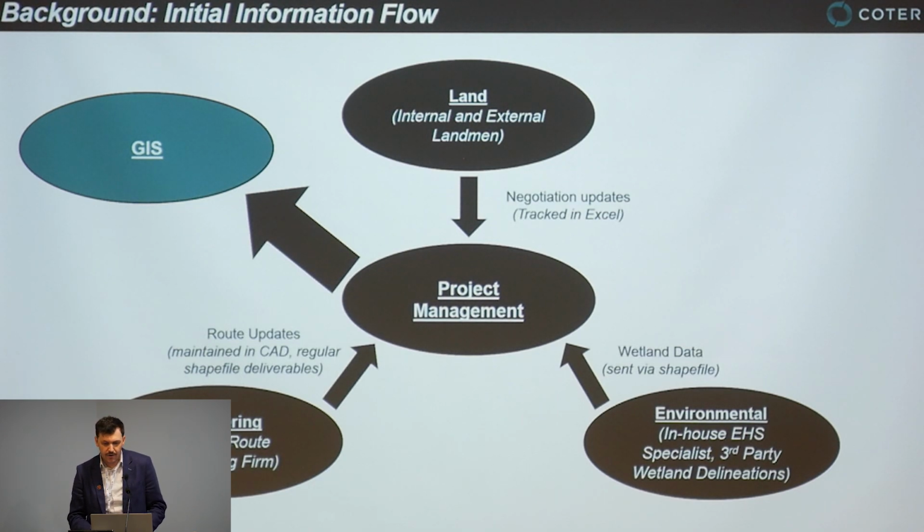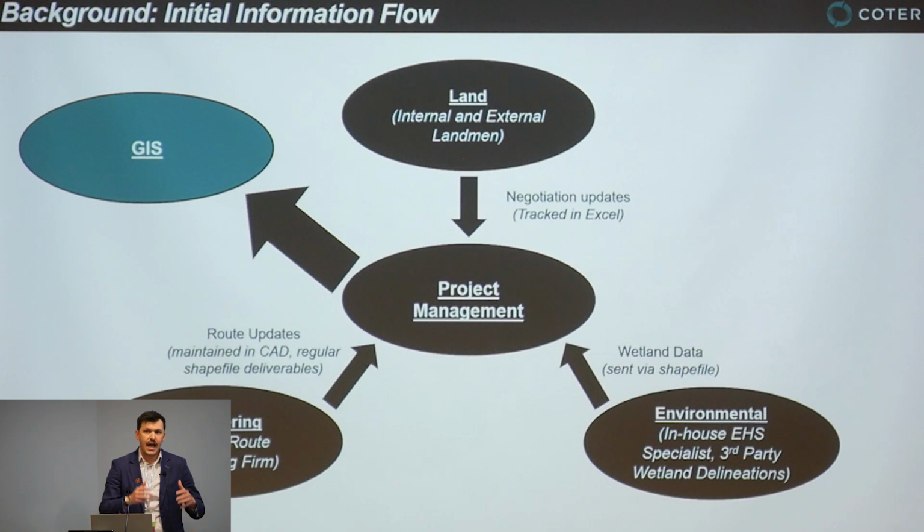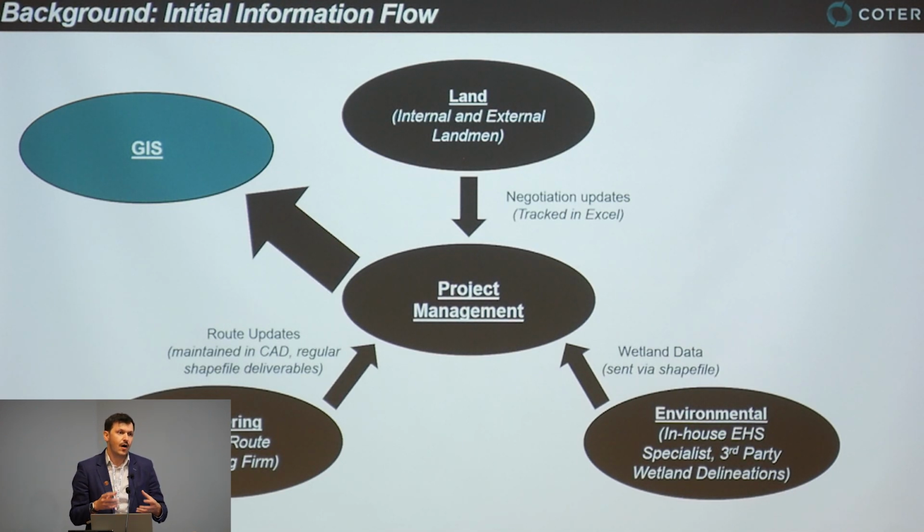We needed to understand where data was coming from and how it needed to be processed in order to work with it in GIS. And this diagram shows how data was initially being shared in the very early stages when we first moved to doing things in-house. There are 3 main parties that contribute information on waterline projects. You have land, environmental, and engineering. And initially, all were sending new information to project management and on no particular update schedule. So again, having a whole picture of the latest information was hard. We didn't have full confidence that what we were aware of was always the latest and greatest from each of these parties.